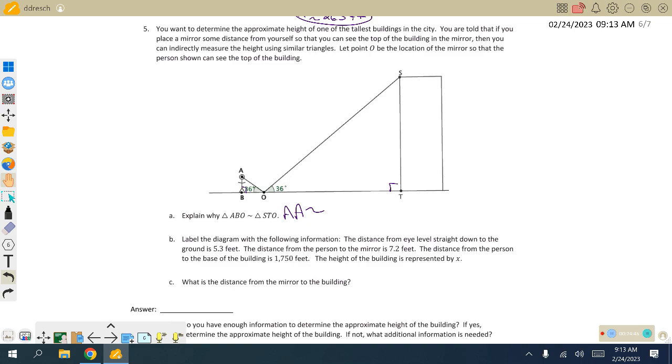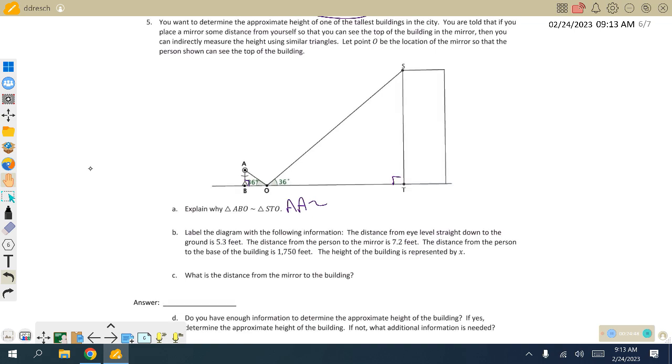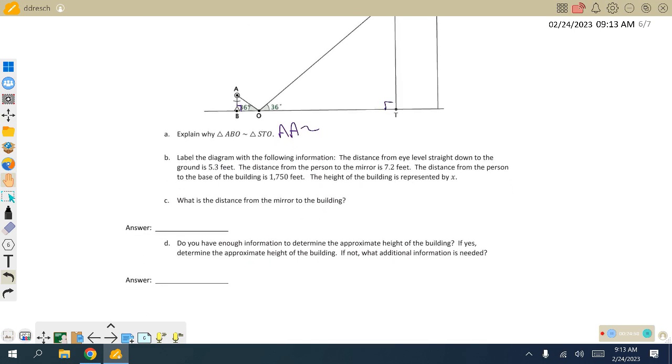All right, where did you start putting the information? What's our first piece of info? 5.3. The distance from eye level straight down to the ground is 5.3. Let me put letters up here, not numbers: A, B, C, D, E, and F. Somebody, where's 5.3 going?